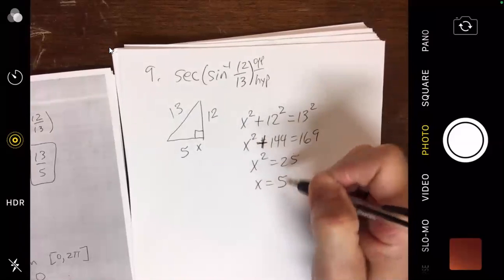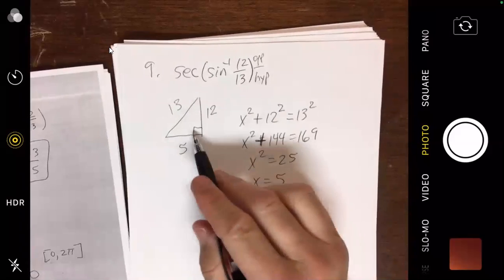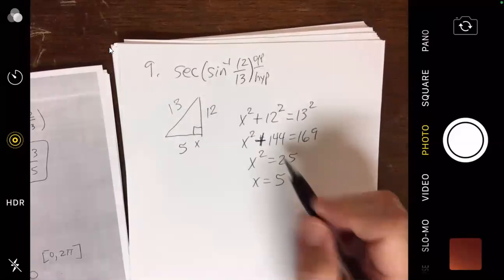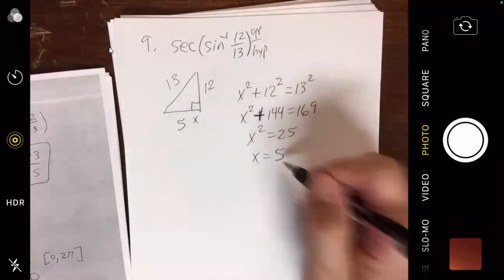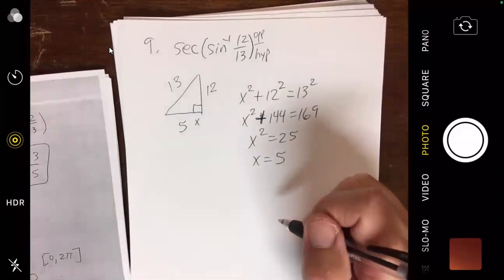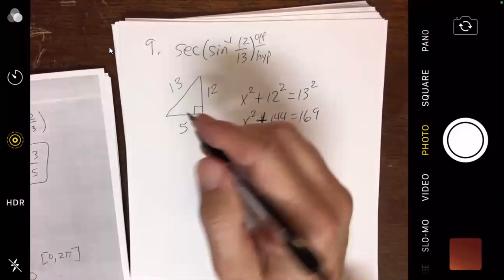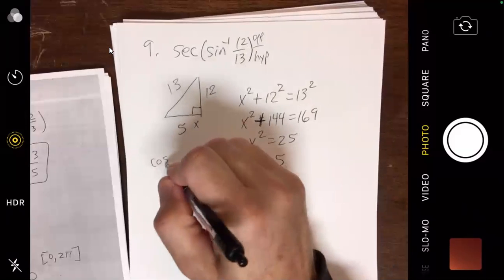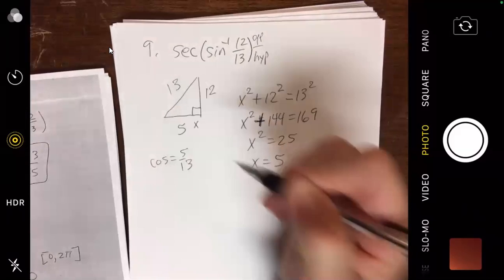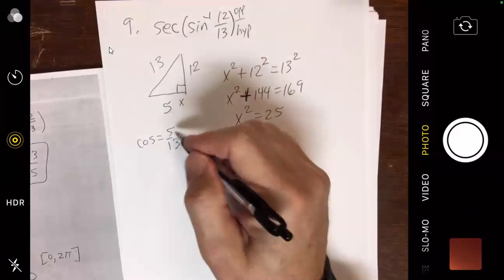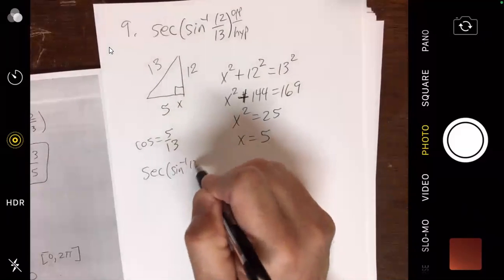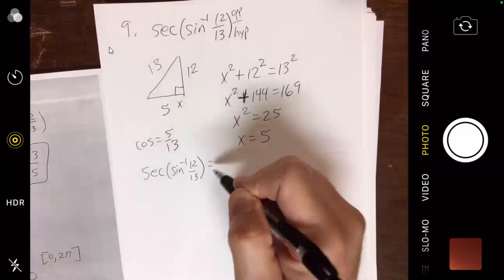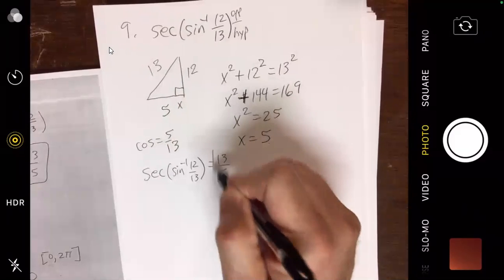Don't need plus or minus, so it's not a coordinate. If it was a coordinate, I'd have to pay attention to plus or minus 5 and which quadrant it is in, and is it positive or negative. But on a triangle, we just take it to be positive. And so can you tell your cosine would be 5 over 13. Your secant is the flip. Secant of this is 13 over 5.